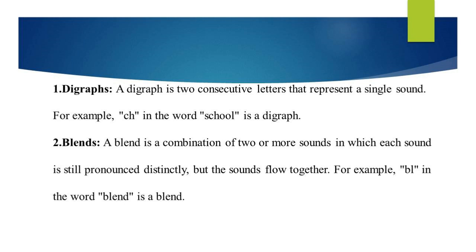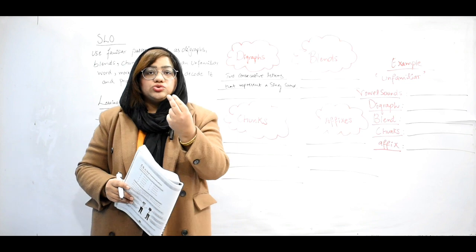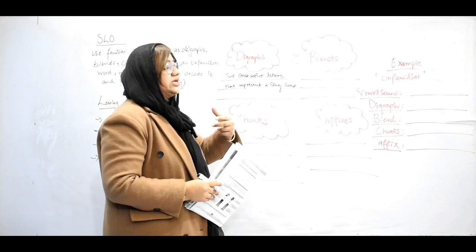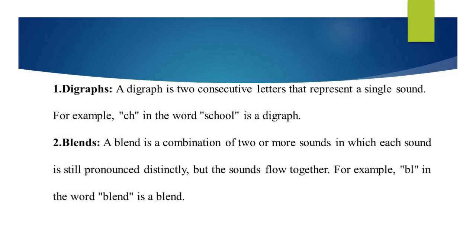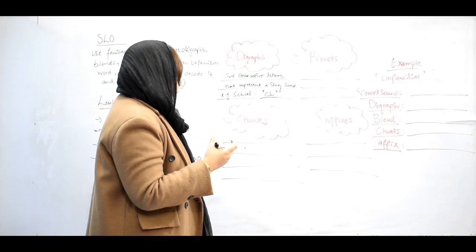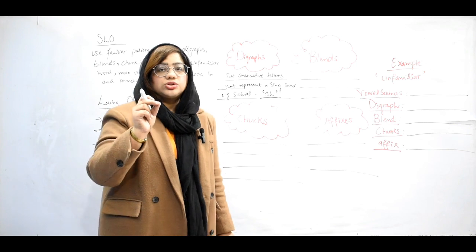that represent a single sound. A digraph is, for example, two consecutive letters that represent a single sound. I'm giving you an example of school. You will see, students, that it is CH making a single sound like school, CH, school.